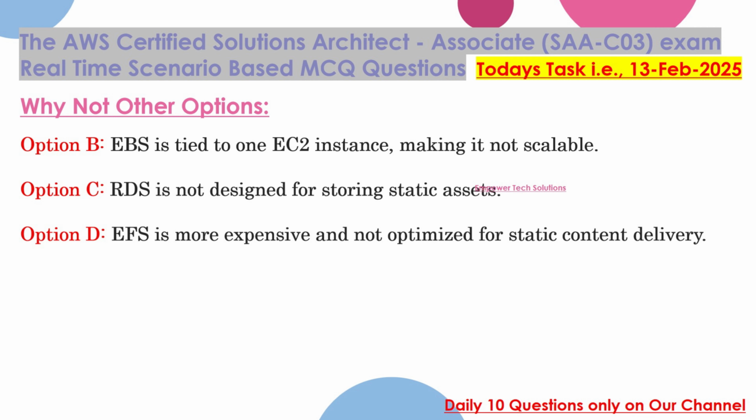Why not other options? Option B. EBS is tied to one EC2 instance, making it not scalable. Option C. RDS is not designed for storing static assets. Option D. EFS is more expensive and not optimized for static content delivery.